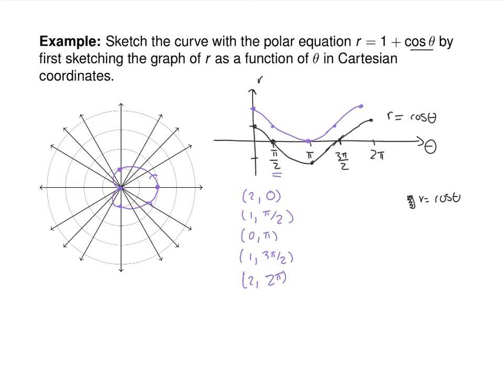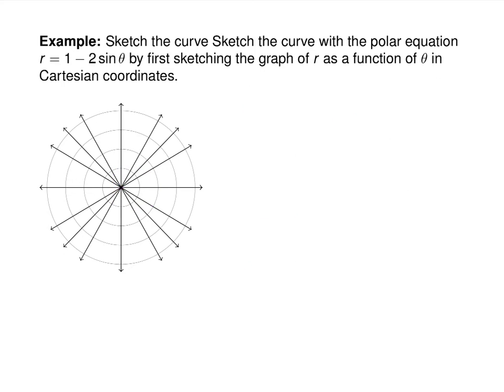But there's the picture of 1 plus cosine of theta. So this Cartesian plot lets us convert into that r theta thing, but the polar plot actually is the one where you use the radius angle definition. Let's do a couple more tricky ones.